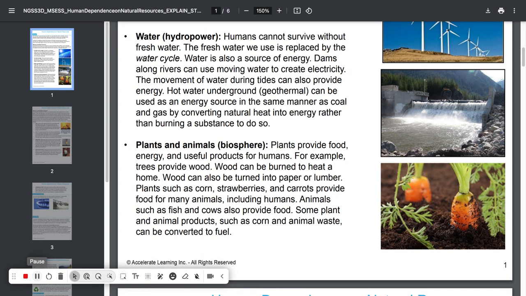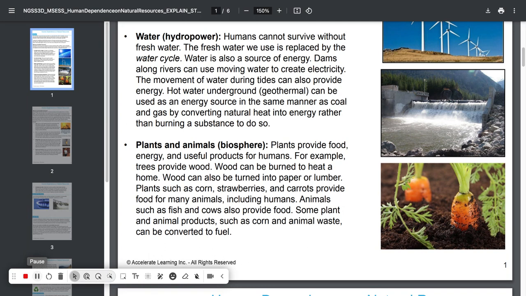Plants and animals, the biosphere. Plants provide food and energy and useful products for humans. For example, trees provide wood. Wood can be burned to heat a home. Wood could also be turned into paper or lumber.